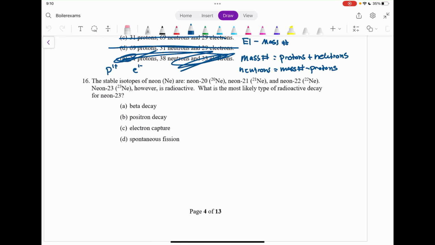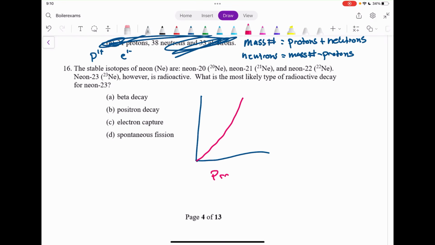16. The stable isotopes of neon are neon-20, neon-21, and neon-22. Neon-23, however, is radioactive. What is the most likely type of radioactive decay for neon-23? So first, I'll explain this without the band of stability and then with. Let me just draw a picture of roughly what the band of stability looks like. Something like this. And we have protons on the X and then neutrons on the Y.